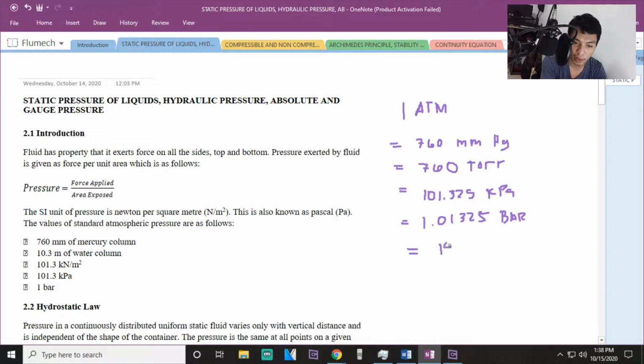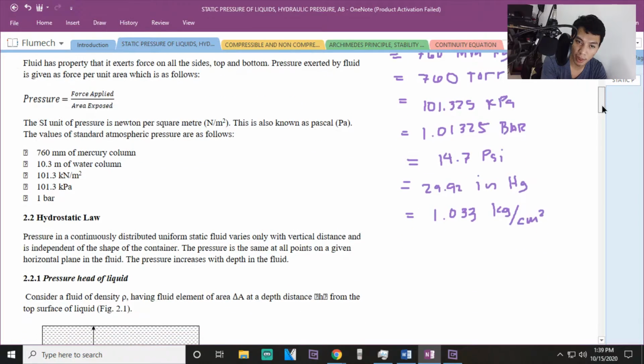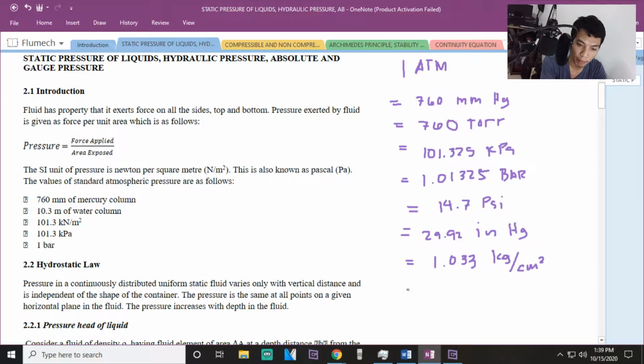Equal saan? 14.7 PSI, equal saan? 29.92 inches of Hg. Saan equal? 1.033 kilogram per cm squared. Kabisado ko yan ha. Pinapakita ko lang sa inyo na ang memorya ko hindi nakalilimot. Tapos, saan siya equal? Kilogram cm, PSI. In terms naman ng ano? In terms ng meter column. So, that is 10.33 meter of H2O, water column.